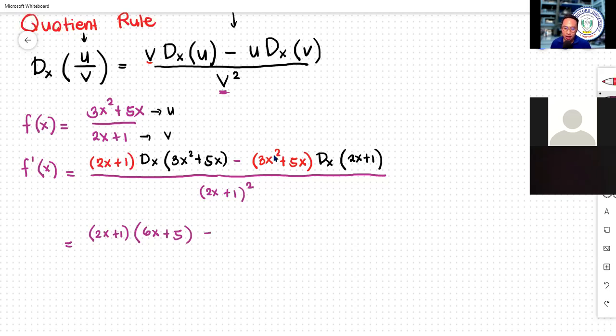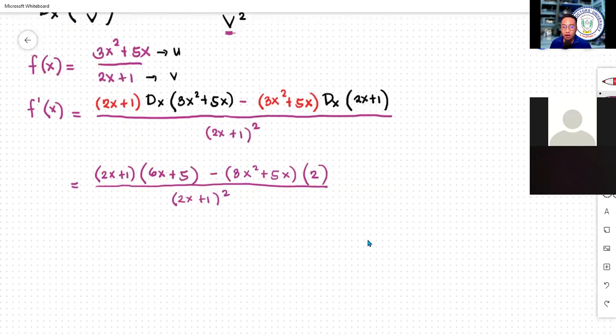And then minus the 3x squared. We just copy it because we are not instructed to do anything on it. And the derivative of 2x plus 1 is simply 2, over 2x plus 1 squared, right? And then we are going to simplify the numerator. Multiplying this, we have 10x.